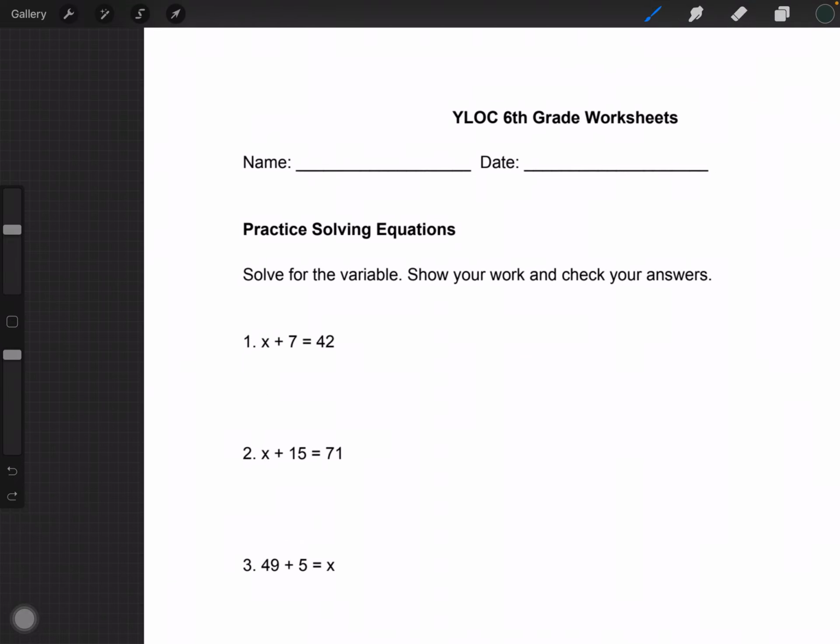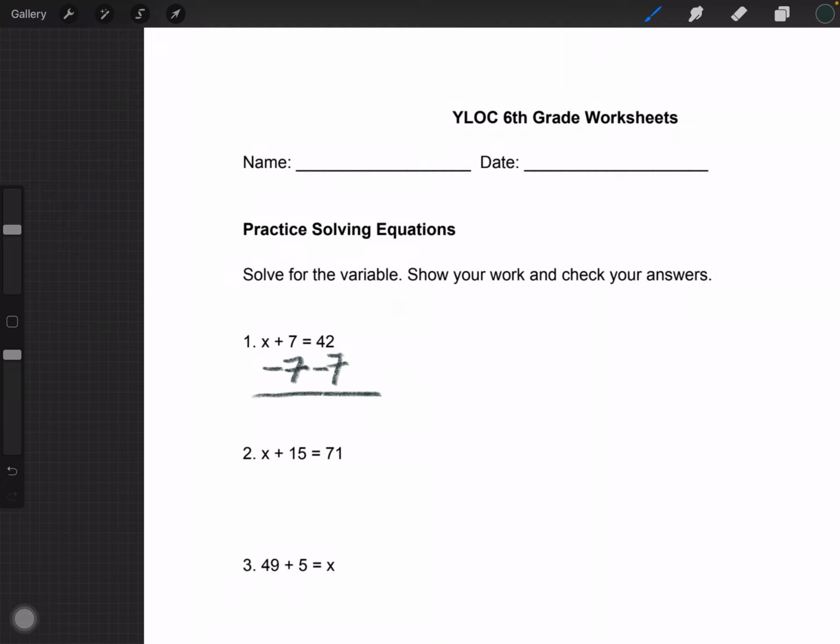So for number 1, we're looking at x plus 7 equals 42, and we want to find out the value of x. In order to do that, we need to isolate it. So we need to get rid of this 7, or put it somewhere else, in order for x to be alone. We use inverse operations and subtract 7. If we subtract 7 from one side, we have to subtract it from the other side of the equal sign.